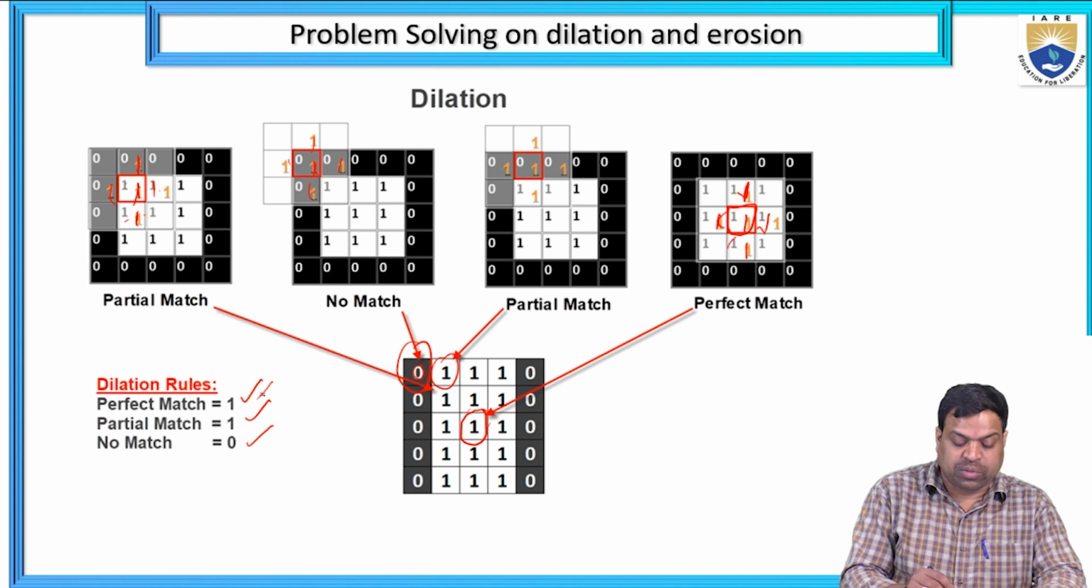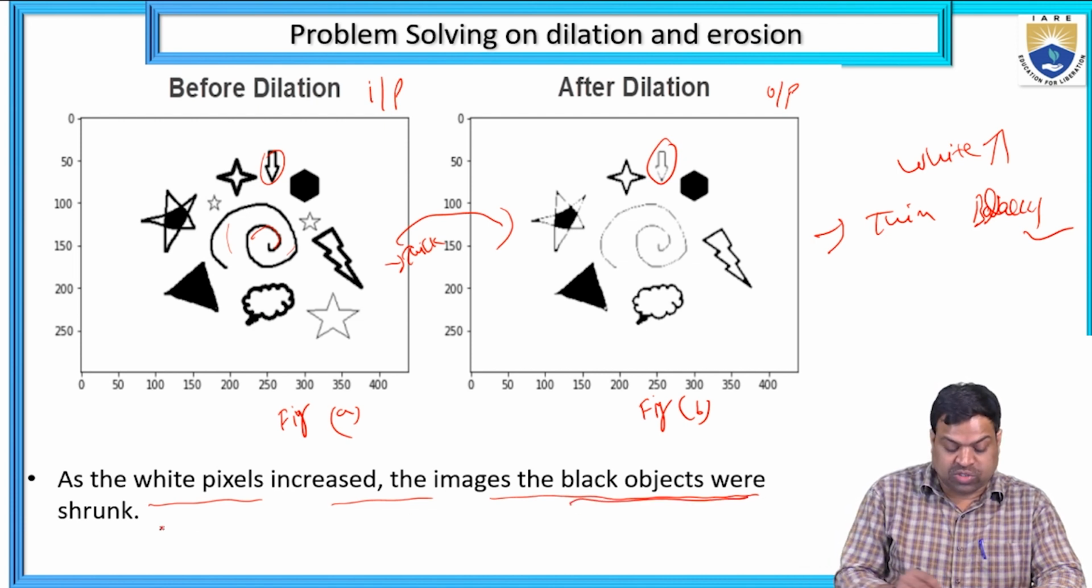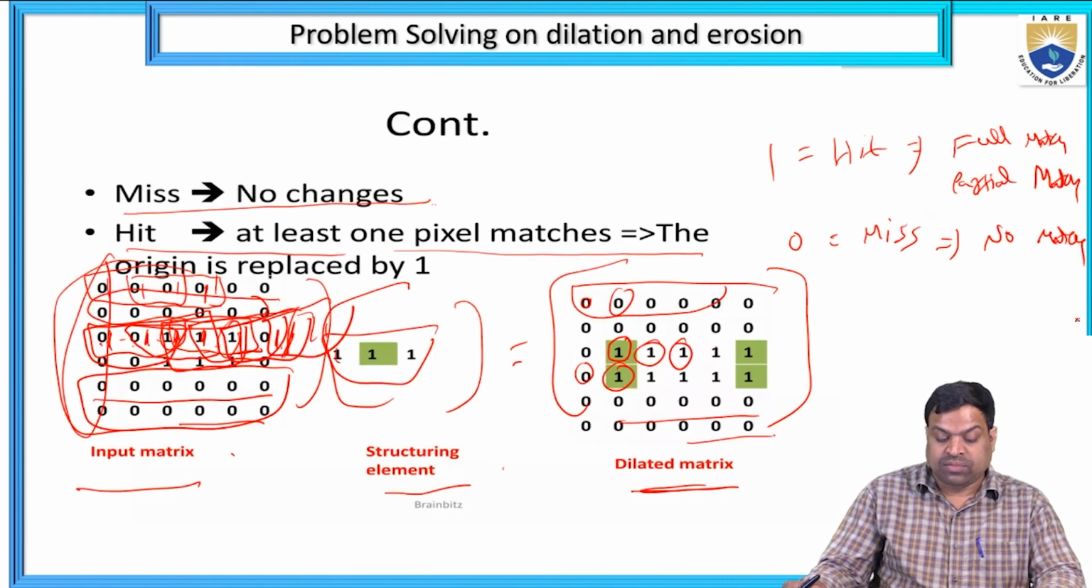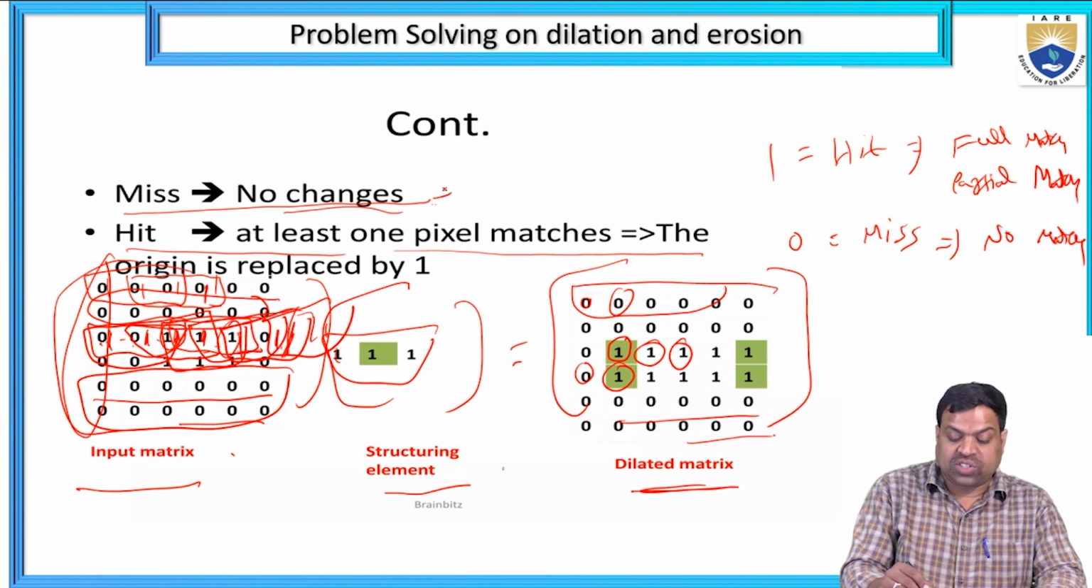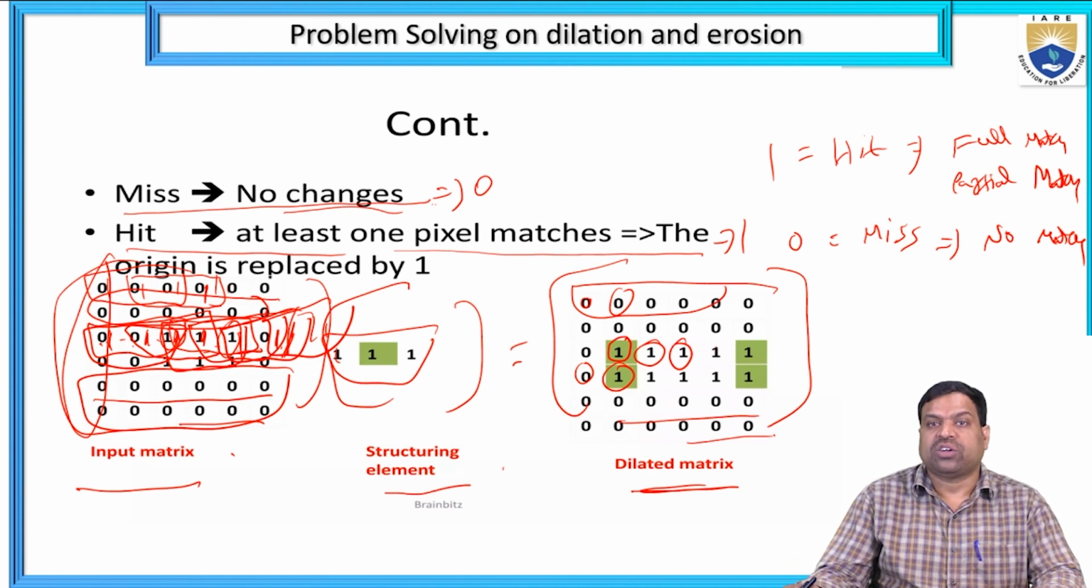What is the condition? A perfect match equals 1, a partial match equals 1, and no match equals 0. This is before dilation, and this is after dilation. The white pixels increased and the black objects in the image shrank. So black is shrunk. A miss equals no change, which is 0, and a hit equals 1, that is, a partial match or full match.